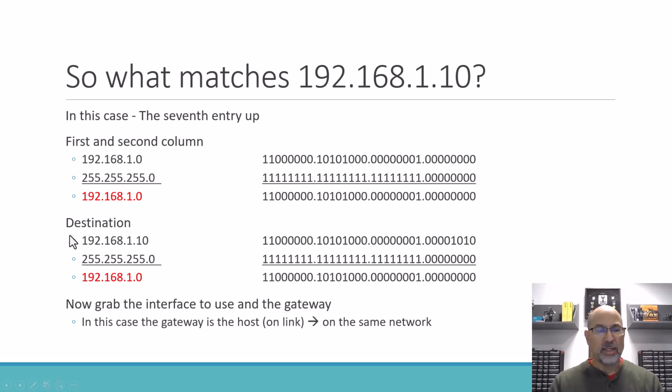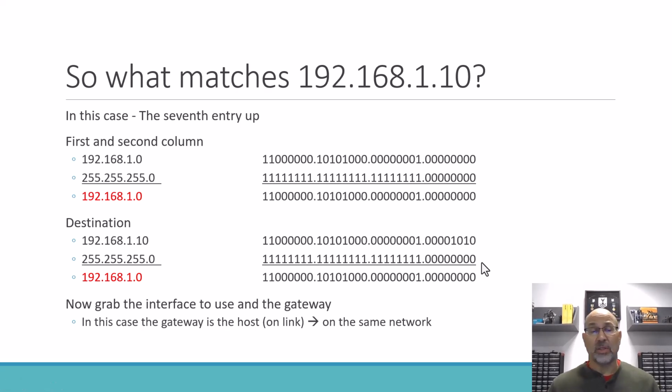And then we're going to take the destination and AND it with the same mask. And look what we get here, 192.168.1.0. And again, this is what the binary looks like. So the whole last octet got zeroed out because anything ANDed with a zero gives me a zero. And so now the question is, do they match? And they do. So here is the correct entry.